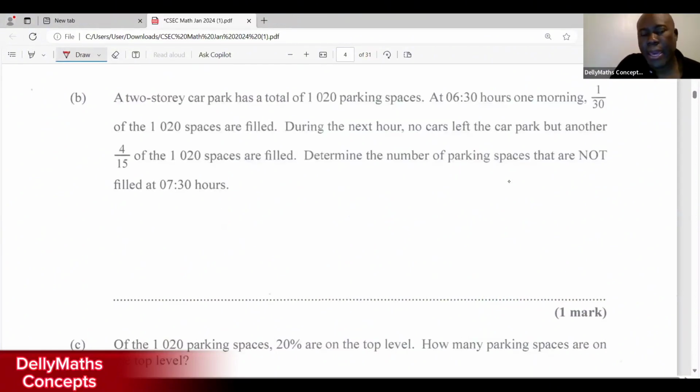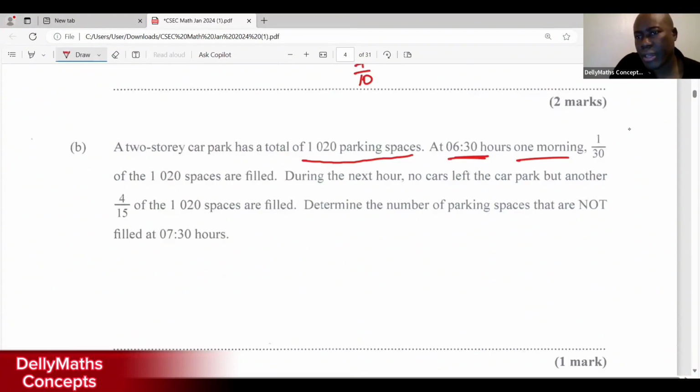A 2-story car park has a total of 1,020 parking spaces. At 6:30 hours, 1/30 of the 1,020 spaces are filled. During the next hour, no car left the car park, but another 4 over 15 of the 1,020 spaces are filled. Determine the number of parking spaces that are not, which is key here, not filled.